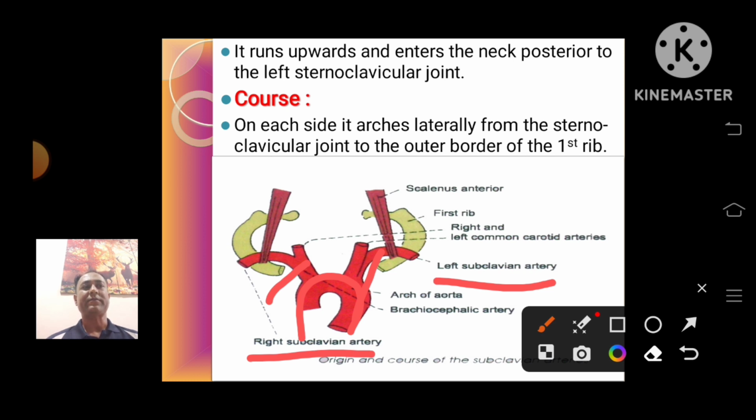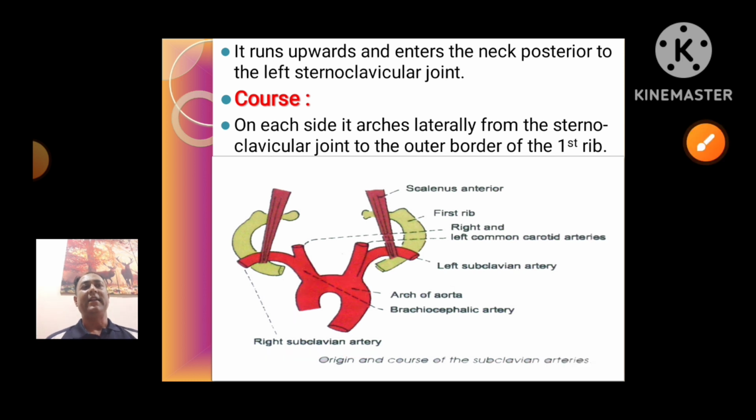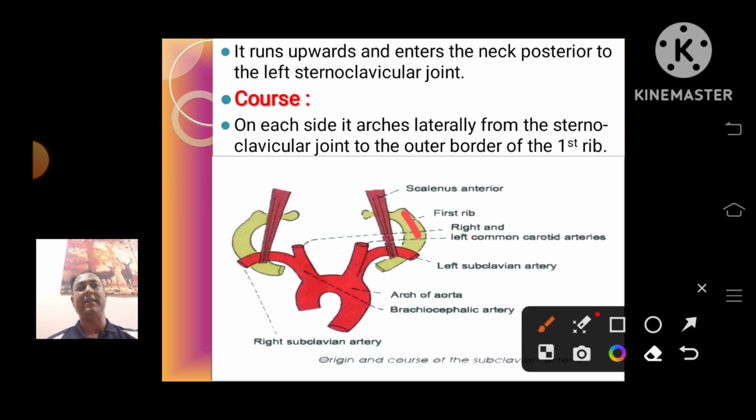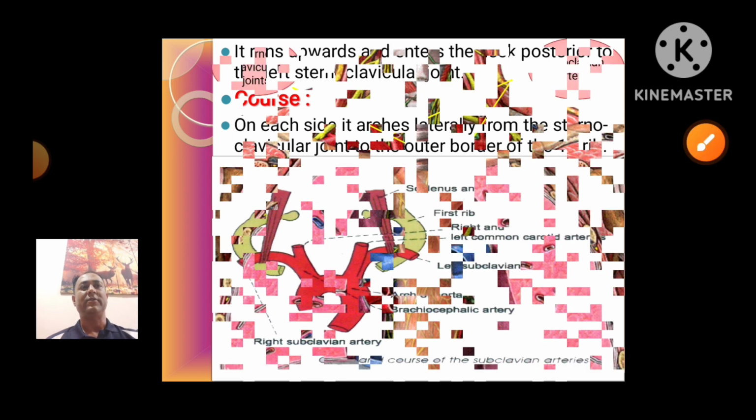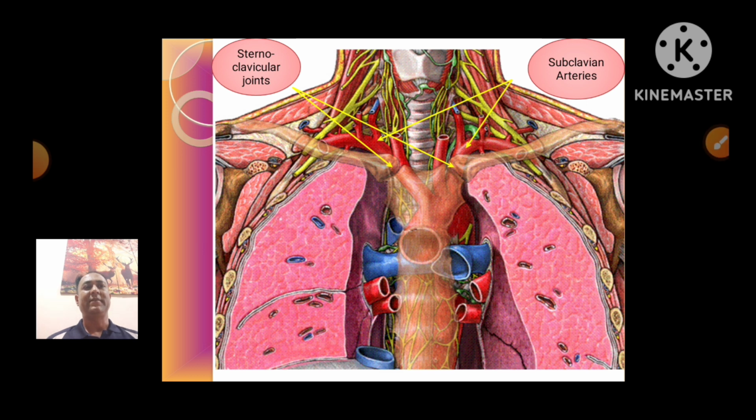Now the course on each side, it arches laterally like this from the sternoclavicular joint up to the outer border of the first rib. So here you can see from the picture, this is the first rib. So left subclavian artery, it originates from here and it extends up to the outer border of the first rib, and right originates from here, extends up to the outer border of first rib like this. Okay, so here you can see from the picture the right and left sternoclavicular joint, behind which you can see the subclavian arteries.